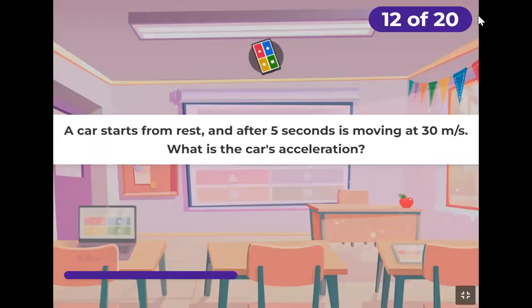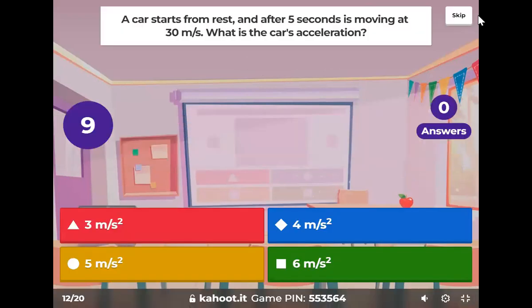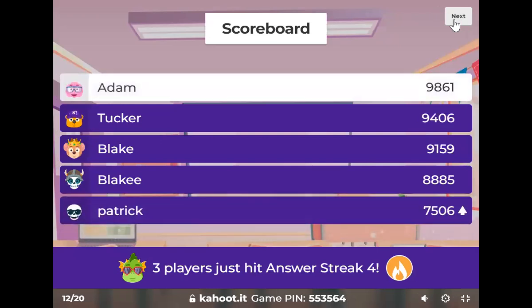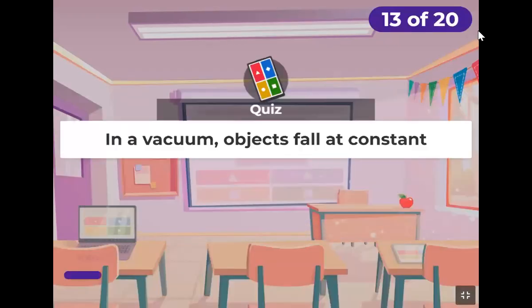A car starts from rest. After 5 seconds, it picks up to 30 meters per second. What's the acceleration? Oh, there you go. 6 meters per second squared. So we got a change of 30 meters per second that happens in 5 seconds. Divide those two. It looks like the speedometer needle is moving 6 meters per second per passing second. All right, Patrick hopping in the top 5. Adam still got the lead.